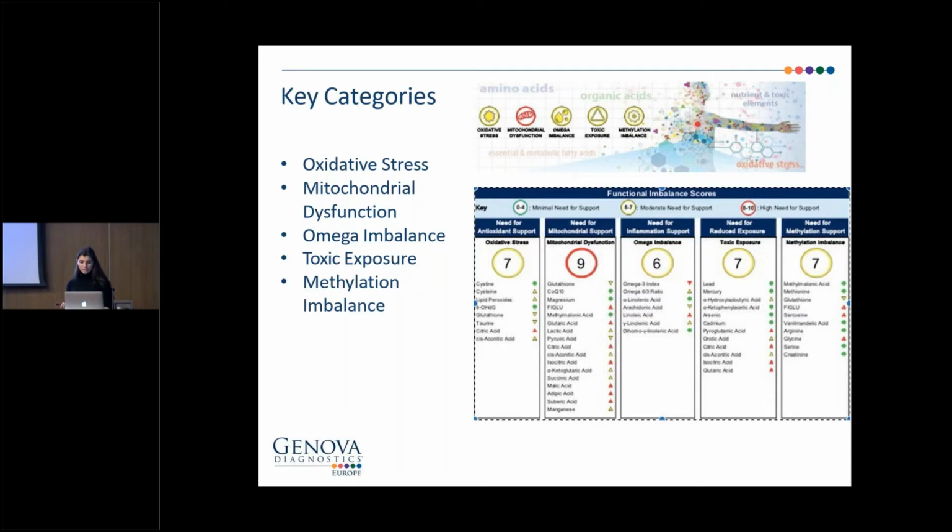We also look at omega imbalance, so assessing for if there's inflammatory support that we need to put in place, the balance between essential fats such as omega-3 and 6, whether there's trans fats present, and so on. And we also then look at toxic exposure, so looking at environmental toxins in particular, so toxicity from petrochemicals and plastics. And then the last category we have is methylation imbalance. So looking for whether we need methylation cofactors, so B12, folate, things like that. This particular category is very much helpful for those clients who were suspecting there is poor methylation.